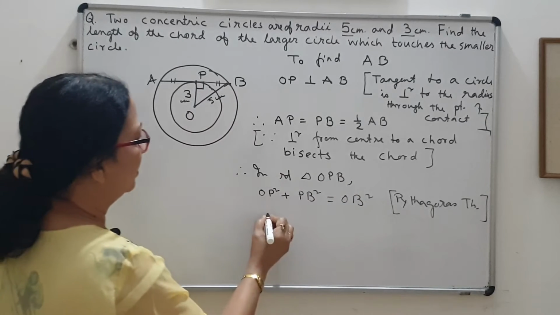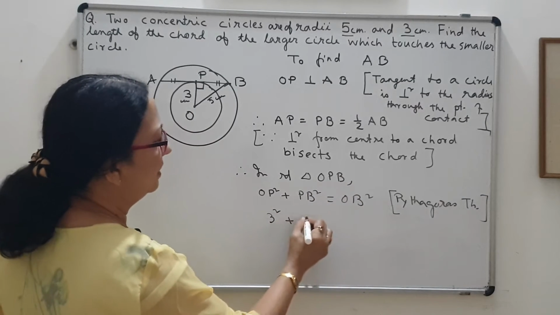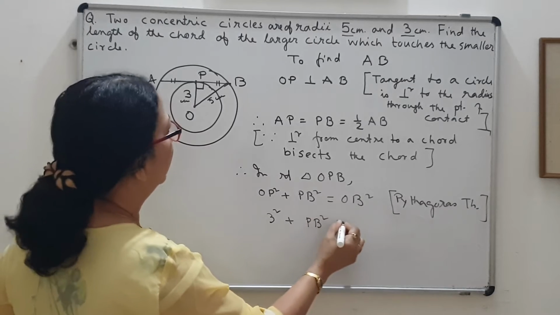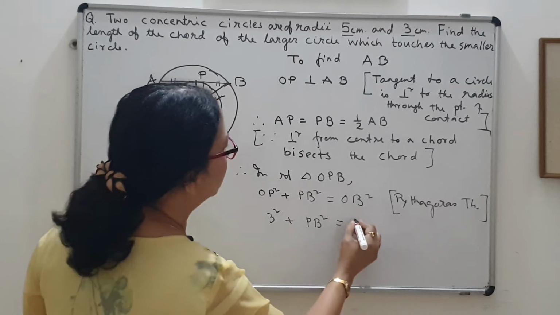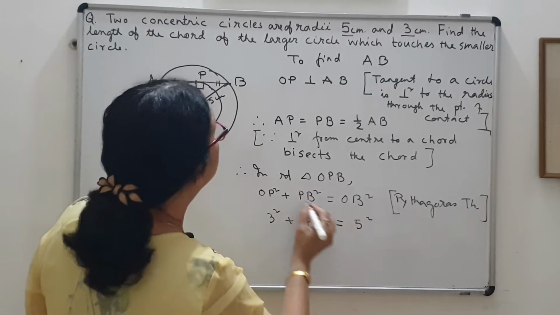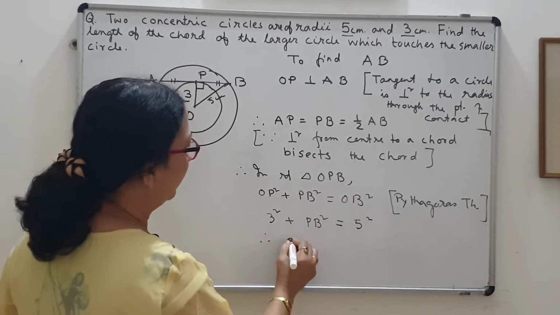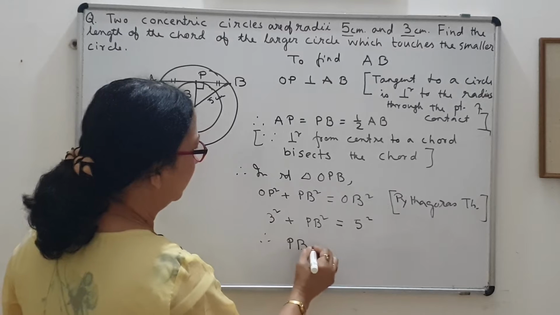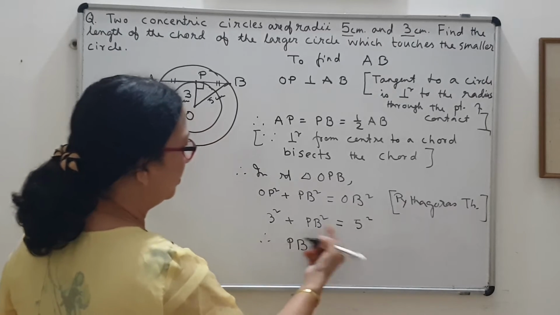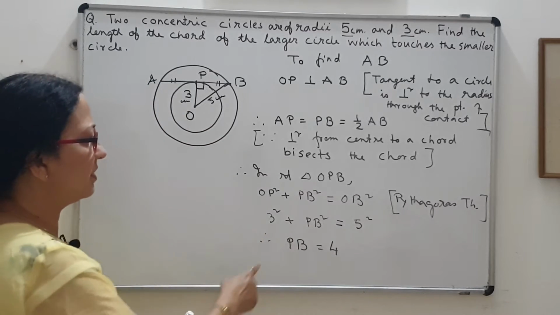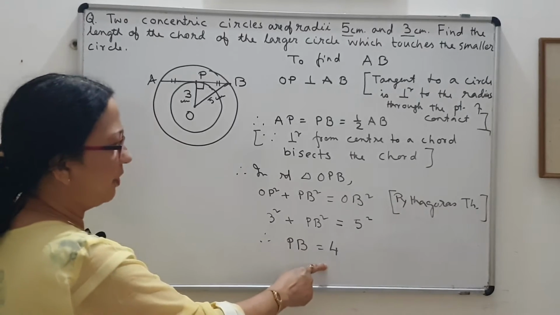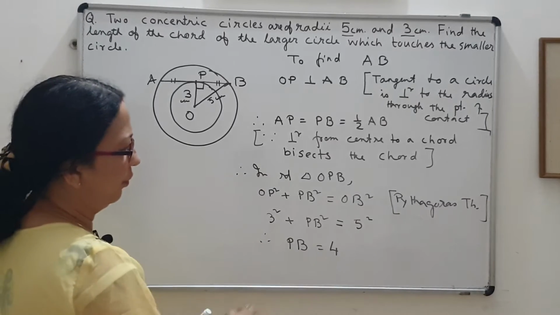Then simply put the values. OP is your 3 centimeter, 3 square. PB we have to find out, and OB is 5 square. OB is your radius of the bigger circle. Therefore, by simplifying I will find PB is equal to 4, because 25 minus 9 is 16. So, square root of 16 is 4. So, I got PB to be 4.